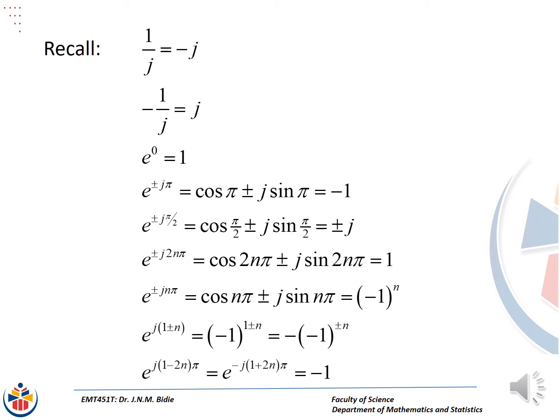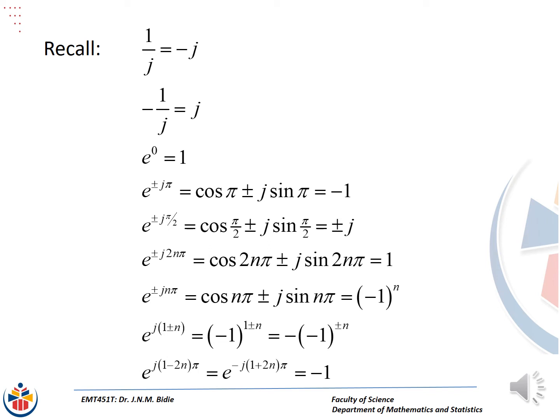Same with cos 2n pi and sine 2n pi. Whatever value of n, for n an integer, we always get 1 as the answer. And also, when the angle is n pi, that means we have negative 1 to the power n, because if it's cos 0, we get 1. Sine 0 is 0. And then when n is 1, we've got cos pi, which is negative 1, and still sine pi is 0.